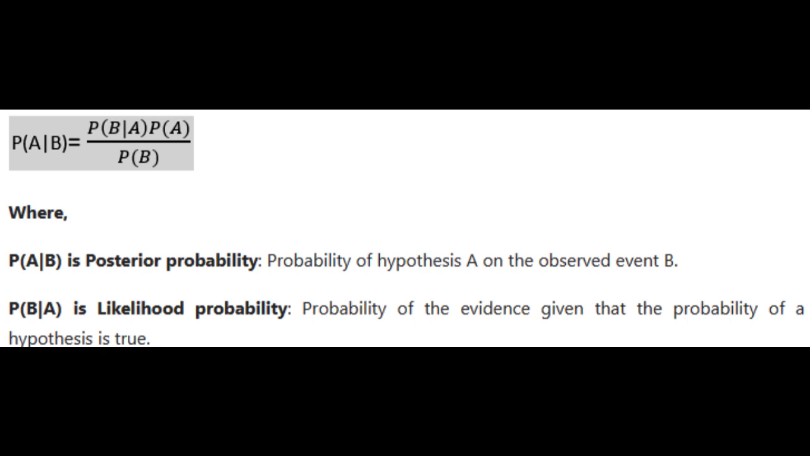Why is it called naive Bayes? The naive Bayes algorithm is comprised of two words, naive and Bayes. Naive: it is called naive because it assumes that the occurrence of a certain feature is independent of the occurrence of other features. Such as if the fruit is identified on the basis of color, shape, and taste, then red, spherical, and sweet fruit is recognized as an apple. Hence, each feature individually contributes to identify that it is an apple without depending on each other.